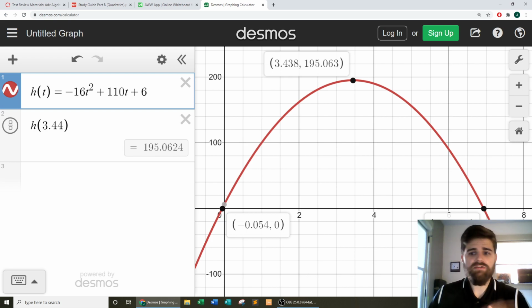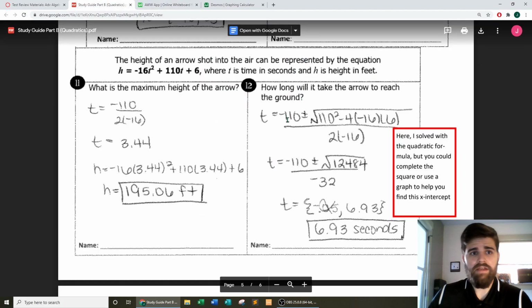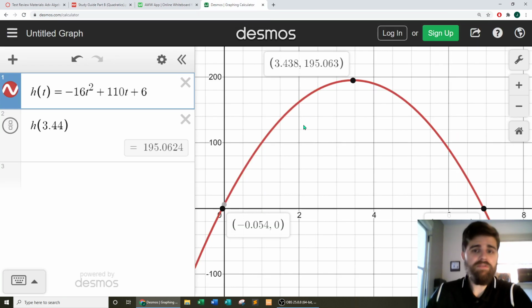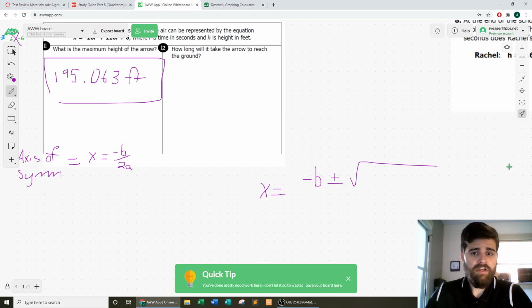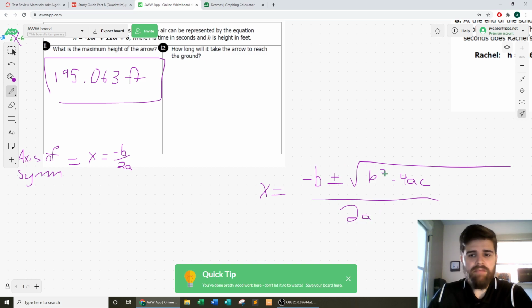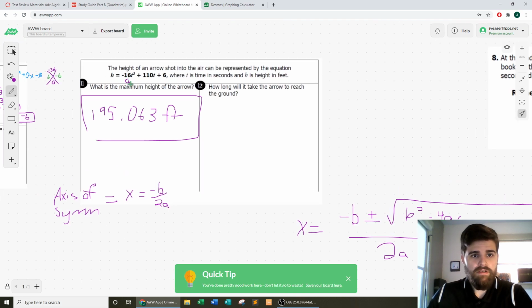So again, if you're using Desmos, as long as you understand what's being represented by the graph, you should be able to answer this pretty easily. And that is the right answer, 6.93 seconds. So just so you know what's going on, here I use the quadratic formula to solve. Again, something we haven't really emphasized in this class for the sake of time, but it is pretty useful. The quadratic formula allows us to always solve a quadratic, and it does so with this equation: negative b plus or minus the root of b squared minus 4ac, all over 2a. And again, a, b, and c are the numbers here in standard form.